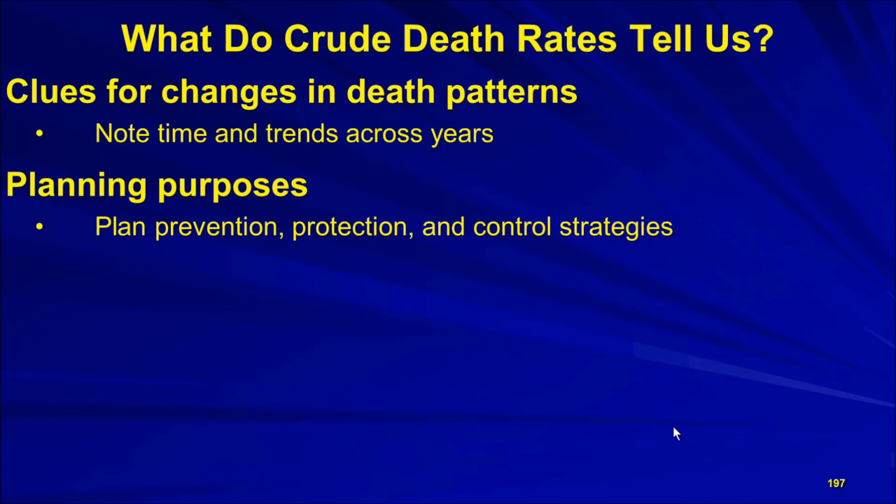So we can look at time and trends across years. We can see progress or not. Also, we want to use them for planning purposes. If we're not making progress, how can we make strides especially with chronic diseases? We need to be doing a lot more planning and a lot more thinking, and we need to talk about protection and control strategies that are going to help the population.